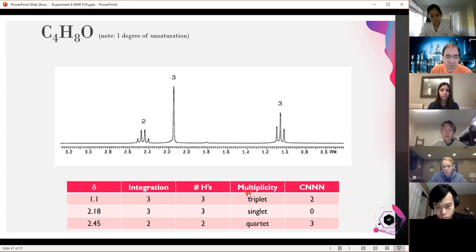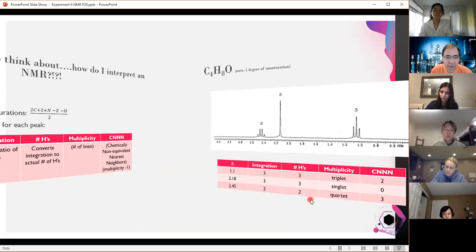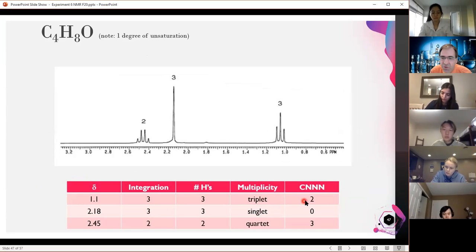So what do I know? Well, this triplet, that means the connected nearest neighbors is what we have, right? So this was, just to remind you, it is chemically non-equivalent nearest neighbors. That's the multiplicity minus 1. Okay, so in other words, if that's a triplet, you have 2 nearest protons. If it's a singlet, you have none. And if it's a quartet, you have 3 nearest protons. So somehow this molecule, and believe it or not, this is enough information to figure it out.